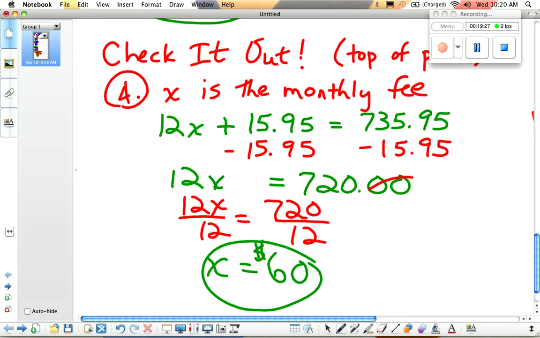So if you have any word problems to do in your homework tomorrow, what do you suppose I'm going to expect? Same thing we did here. What's your variable representing? Set up an equation with that variable in it, solve it, and make sure you give a label to your answer. So what is that 60 representing? Okay, you can get started on your homework.